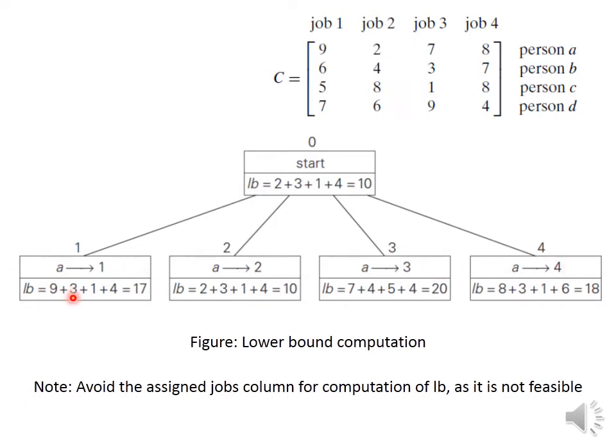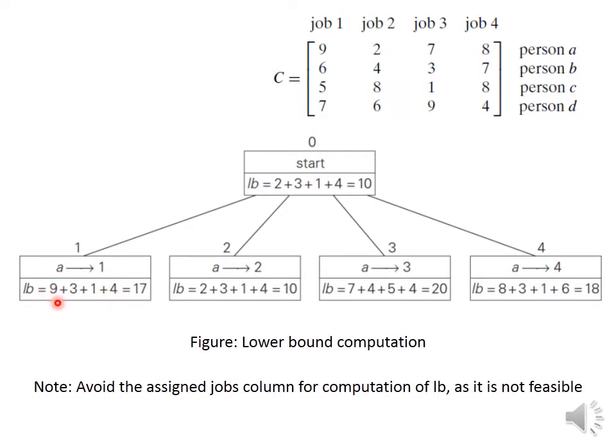After the first assignment, the lower bound is computed like this. In the first row, A is assigned with job 1, so we take the exact cost, which is 9. Then the remaining rows have not been assigned, so from the remaining rows, select the least values: second row it is 3, third row it is 1, fourth row it is 4. So 3 plus 1 plus 4.